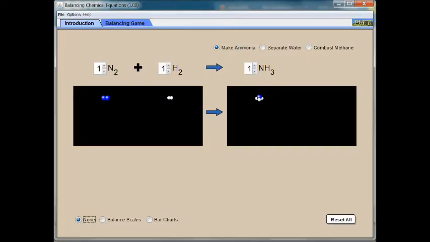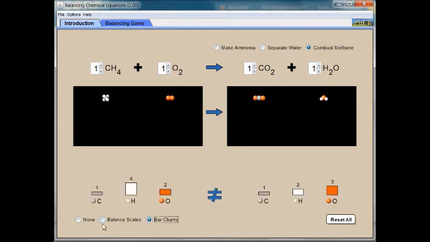This program presents students with three chemical equations to balance: making ammonia, separating water, and the combustion of methane. To assist the students, there is the option to display the balancing process visually on balance scales or bar charts. When the equation is correctly balanced, the program automatically lets the students know.